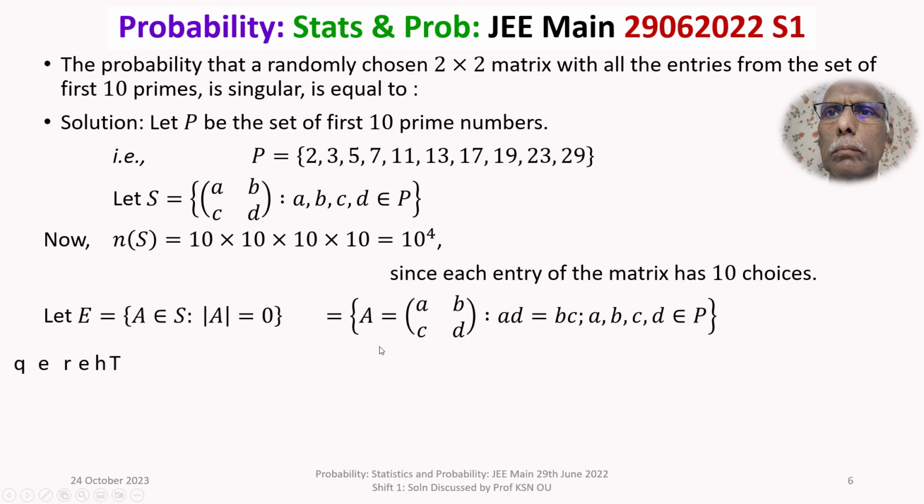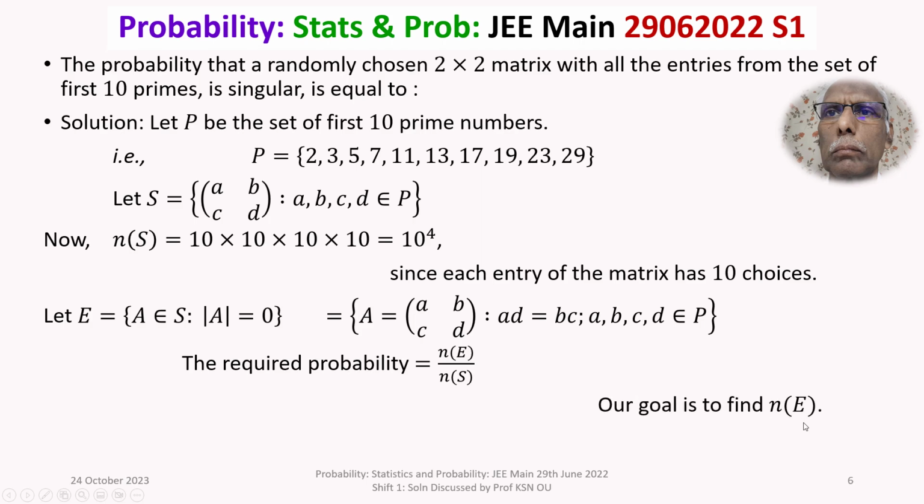So then they require us to find the given probability, that is, the required probability is n of E by n of S. So n of S we know. So our job is to find n of E. That we do in the next slide.